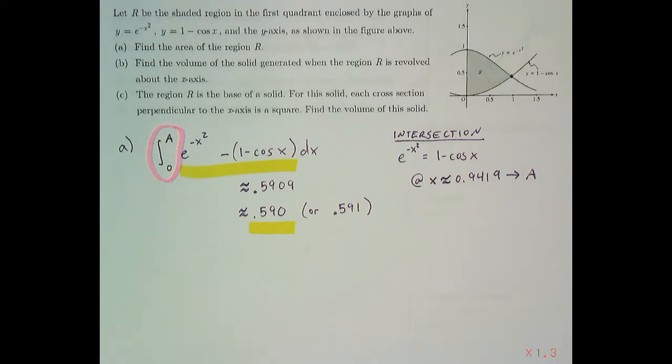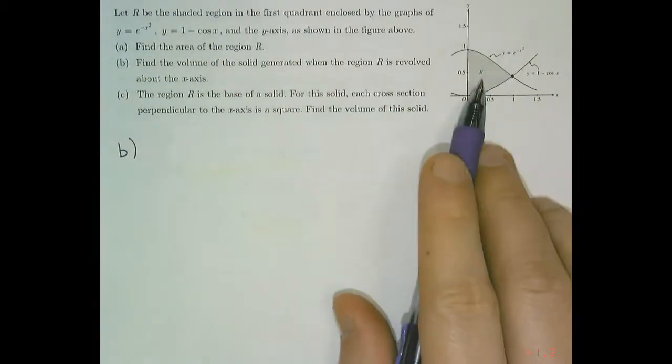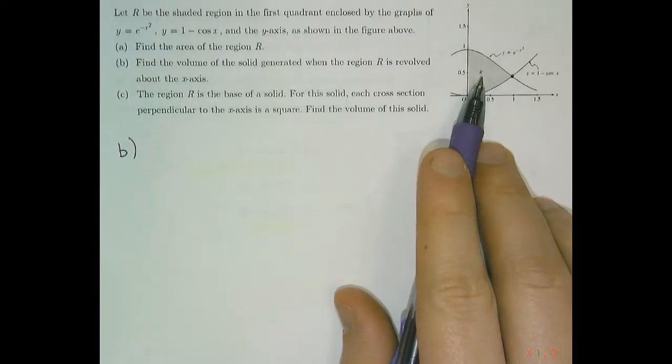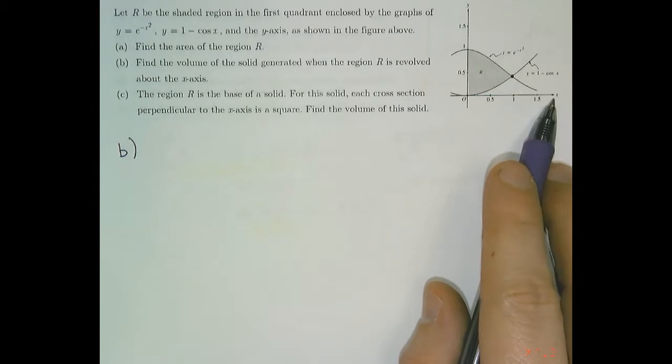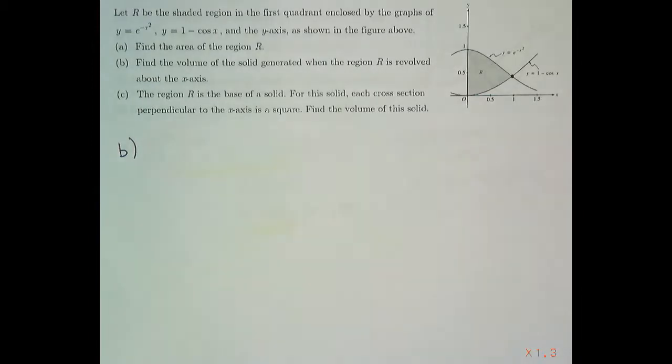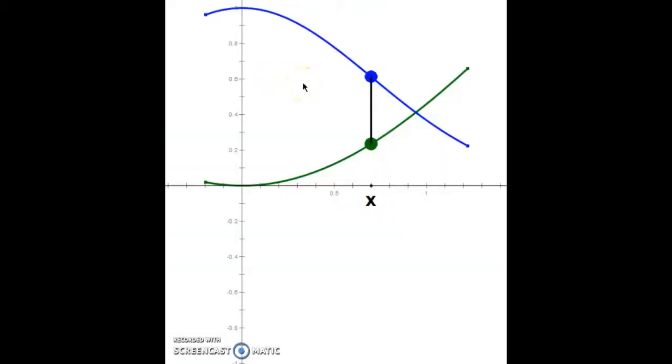Part B is a volume of revolution. And so we're taking this same region and we're going to rotate it around a horizontal line. Let's take a look at a computer graphic for this. All right, so for Part B, we are doing a volume of revolution or volume of rotation, and we're going to take this region and rotate it around the x-axis.